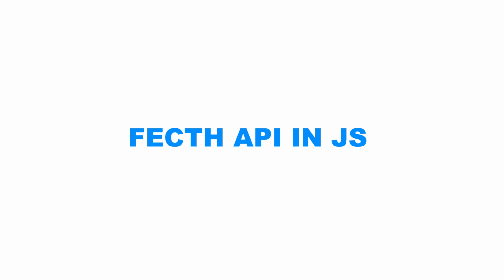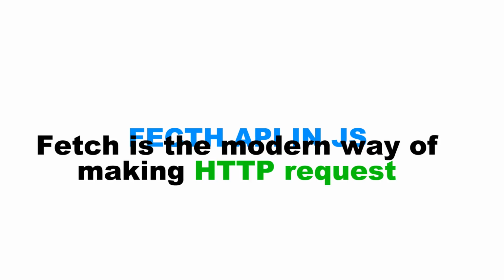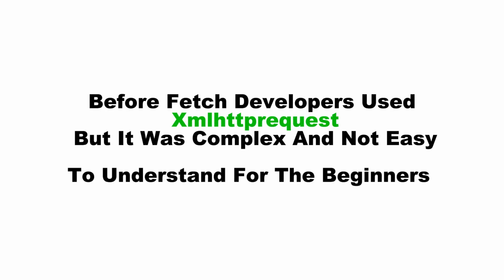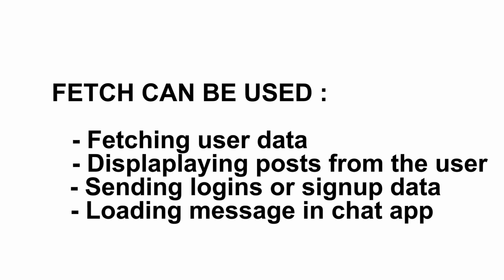In this video, I'll be explaining how to use Fetch API in JavaScript. Fetch is used to get or send data between applications and servers. Fetch is a modern way of making HTTP requests. Before Fetch, we used something called XMLHttpRequest, which was more complex and not easy to understand. But now, through the use of Fetch, we get a modern way, which is more concise and more understandable.